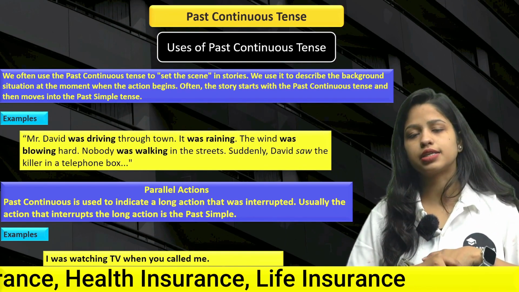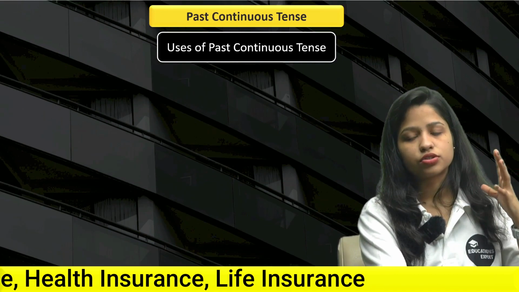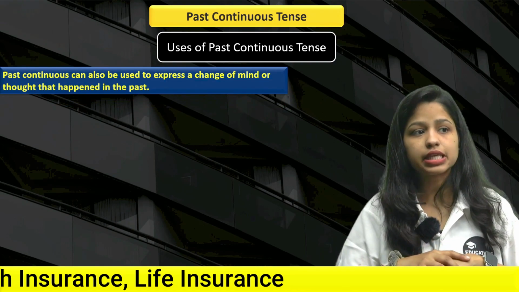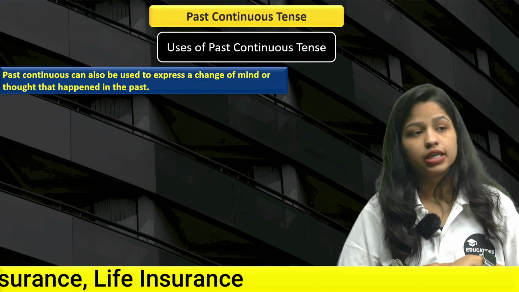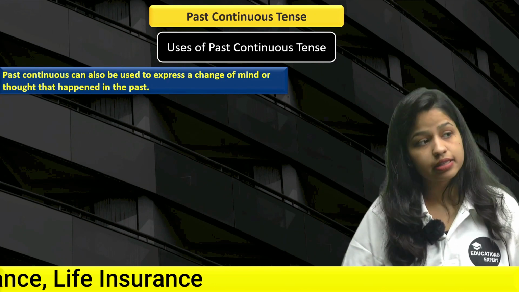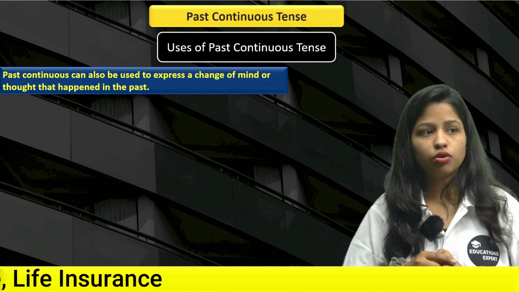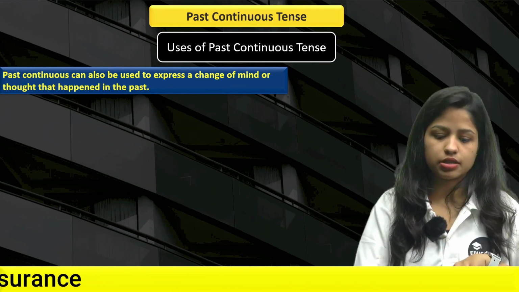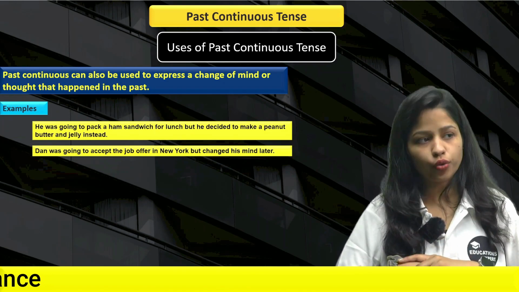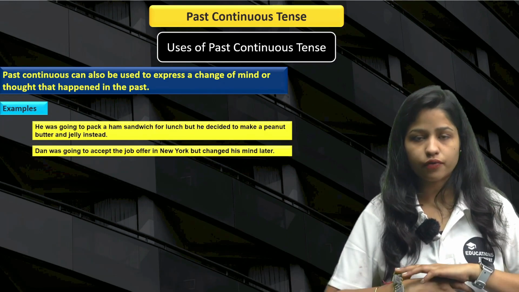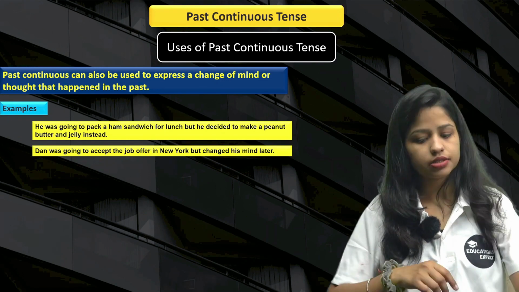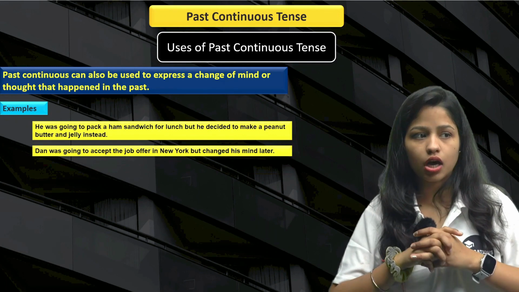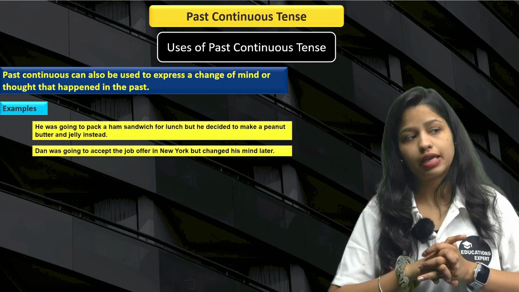Let's move forward and understand some more uses of past continuous tense. The next use of past continuous tense is that it can also be used to express a change of mind or thought that happened in the past. So when you want to express a change of mind or thought that happened in the past, you can use past continuous tense. Let's see some examples. He was going to pack a ham sandwich for lunch, but he decided to make a peanut butter and jelly.